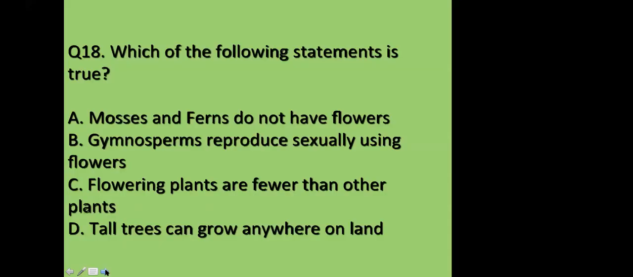Which of the following statements is true? Mosses and ferns do not have flowers. Gymnosperms reproduce sexually using flowers. Flowering plants are fewer than other plants. Tall trees can grow anywhere on the land.